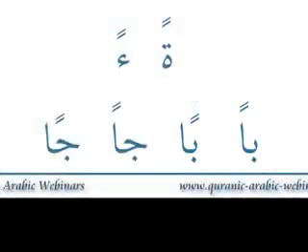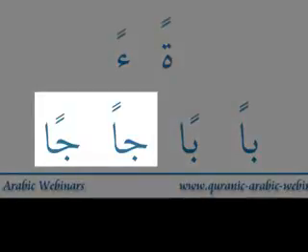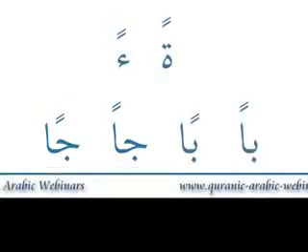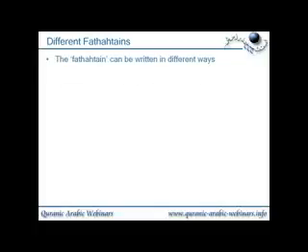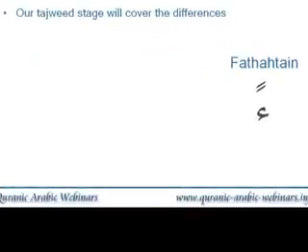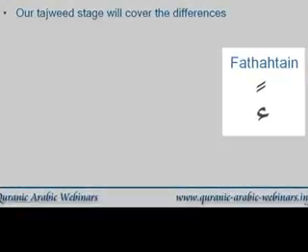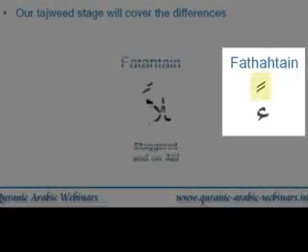Yeah, ban and ban. And then with the jim, we've shown the same thing, added an alif, as you'll see it in the script, plus the fathatain. We've shown you two examples, slightly in different position, but both of those are jan and jan. Different fathatains. So the fathatain can be written in different ways, and our Tajweed stage will cover the differences. Again, it will affect how the actual fathatain is pronounced. So this is how you'd expect it. Again, the two fathatains are lined up together, they're not staggered.